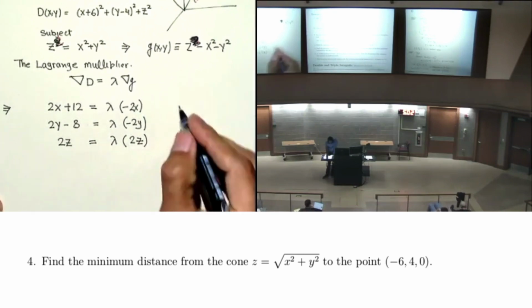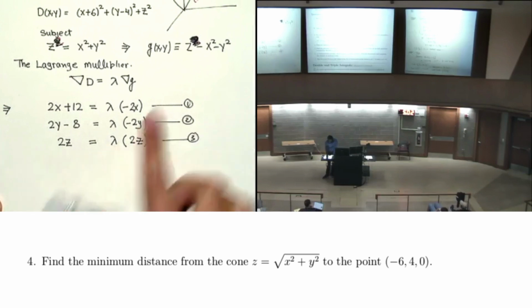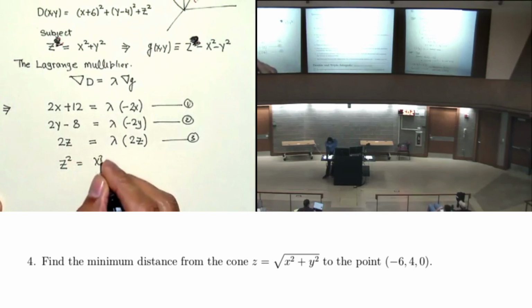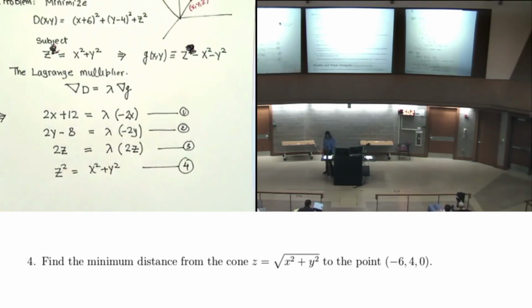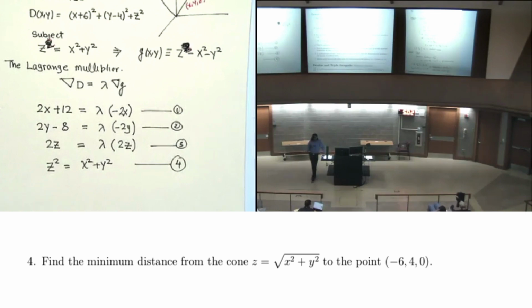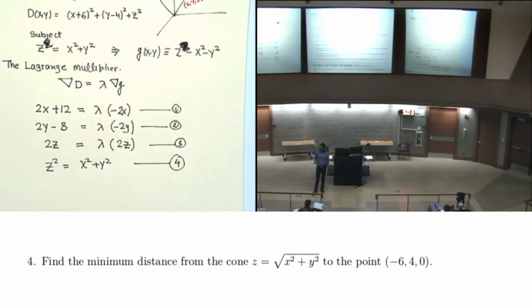Okay, so there is one condition, this is question number 1, this is question number 2, this is question number 3, and there is one more question, which is basically this: z square is equal to x square plus y square, so this is question number 4. So now, what is the situation? We have 4 unknowns, x, y, z, and lambda, and we have 4 equations. 4 equations, 4 unknowns, mathematically the system is solvable. It's not indeterminate, it's determinate.